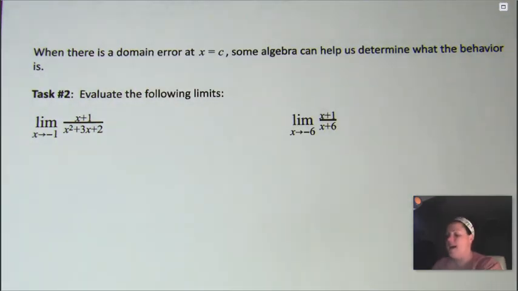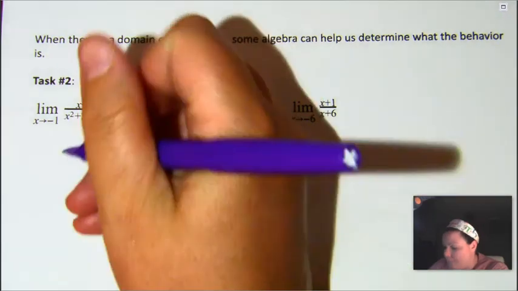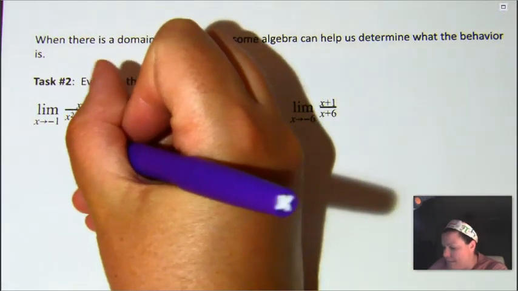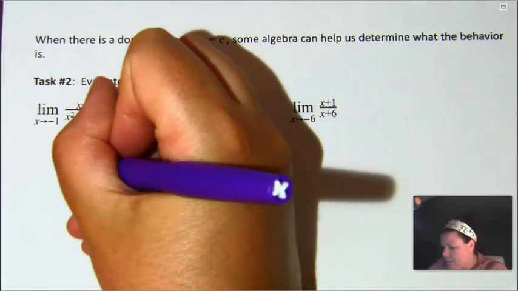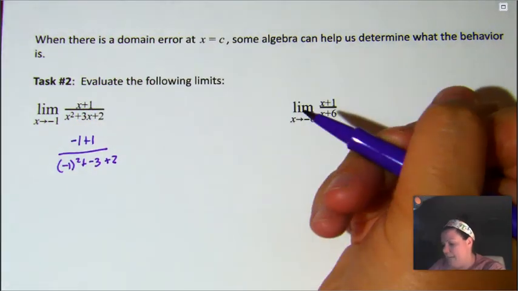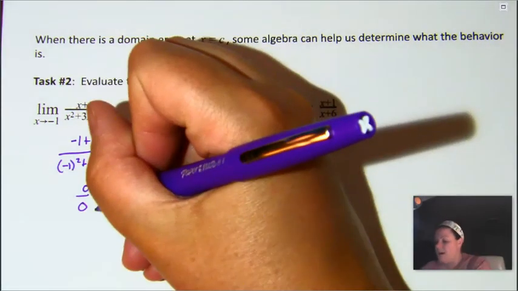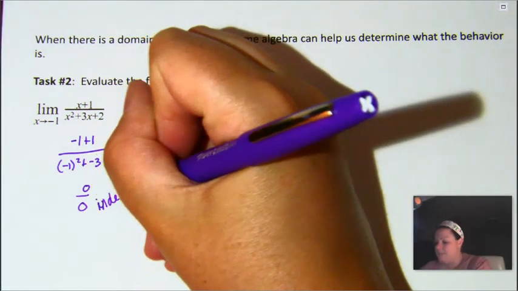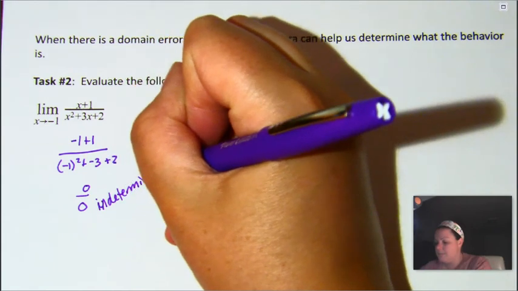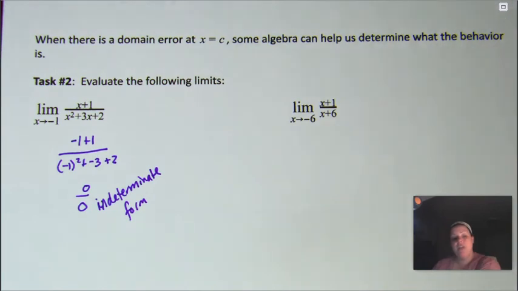First one, the limit as x approaches negative 1 of the following situation. So I'm going to plug in negative 1 first, and we're going to end up with negative 1 plus 1 over negative 1 squared plus negative 3 plus 2. And we're going to get a grand total of 0 over 0. This is something that we call indeterminate, or an indeterminate form. And all this means is that we don't really know what's happening here.